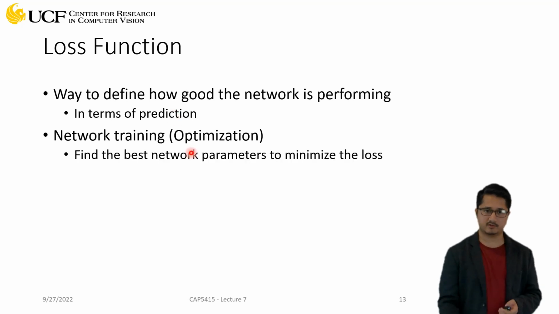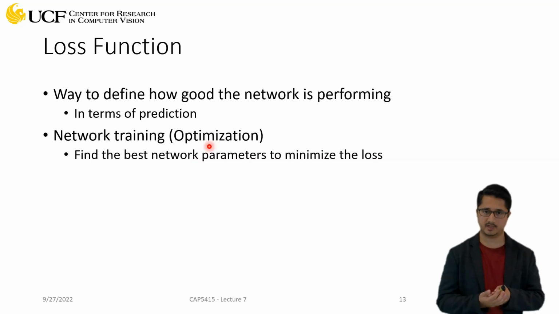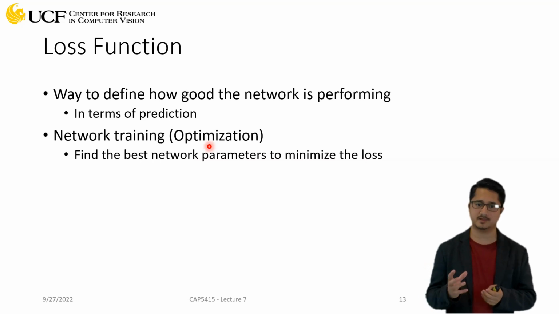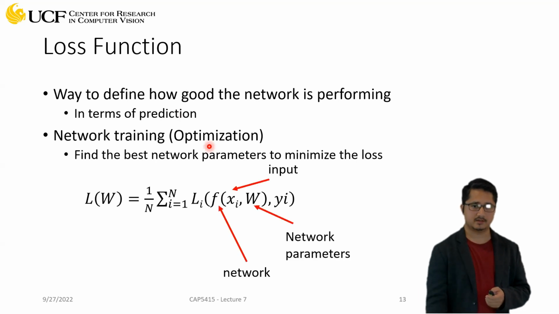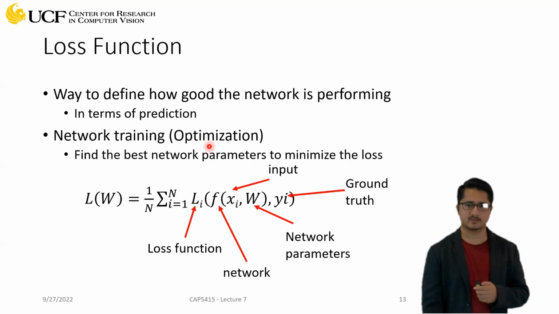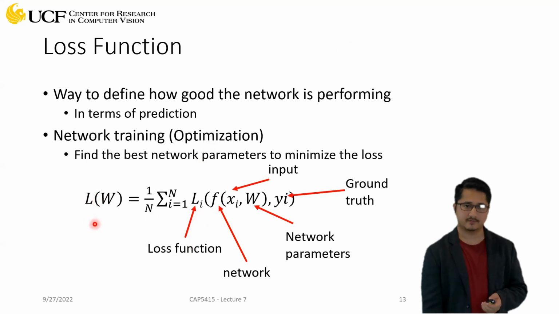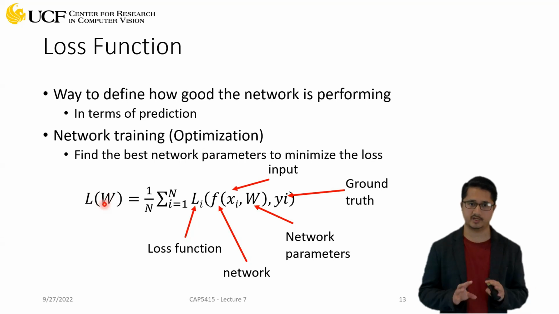Okay, so this network training is actually a kind of optimization. What you're optimizing is the network weights, so that whatever prediction your network makes is very close to the ground truth. And the idea is, let's say your loss function is defined by this formula. This big W over here, these are all the network weights.